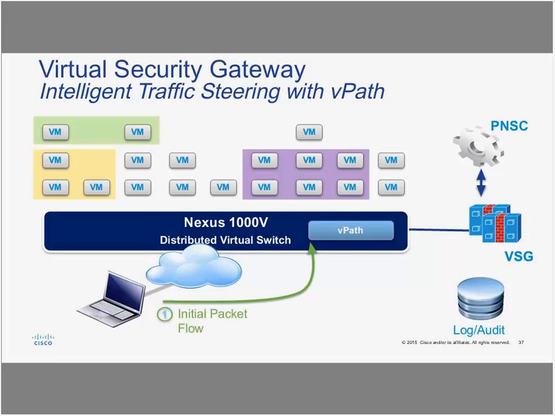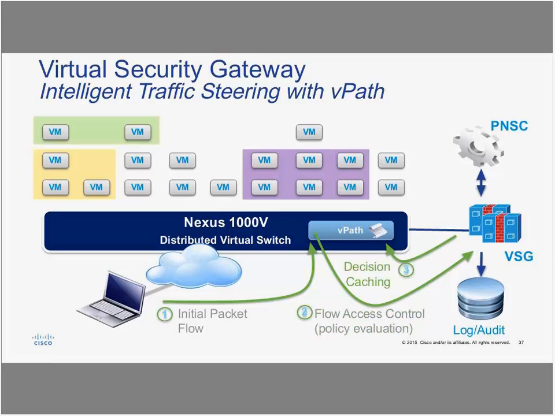What happens is it first sends the initial packet. The 1000V has never seen this packet. It will see that it's going to a VM which is part of my service profile, pointing it to the VSG. The vPath triggers and sends the packet to the VSG for policy evaluation. VSG would work on it depending upon what we have defined in PNSC. Once VSG makes a decision, it will send back the decision to the vPath.